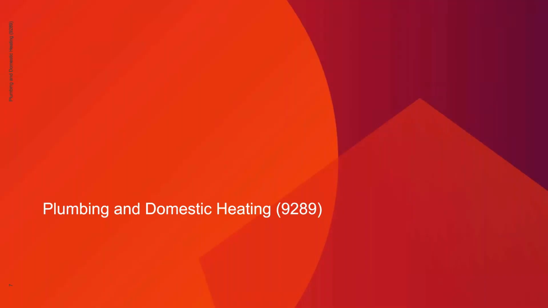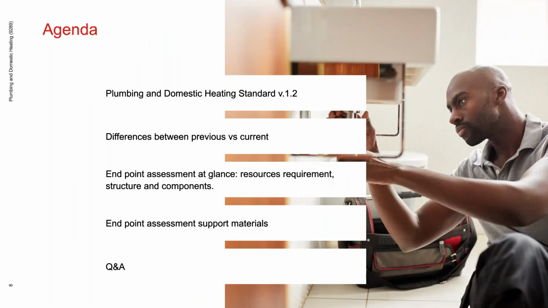So plumbing and domestic heating, the 9289. Today's agenda, we're going to look at the plumbing and domestic heating standard version 1.2, some of the differences between the previous versus the current. We're going to take a look into the endpoint assessment at a glance, some of the resources requirements, the structure and the components. We're going to look at the endpoint assessment support materials available. And as I said at the beginning, we'll have some time for question and answers.